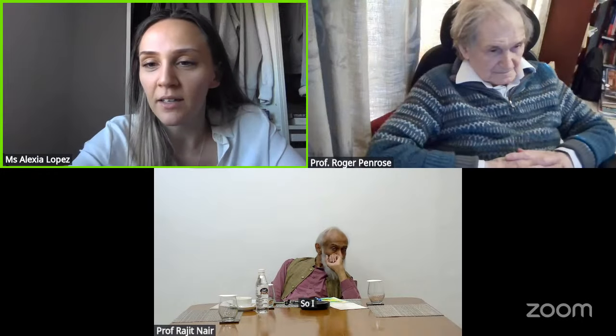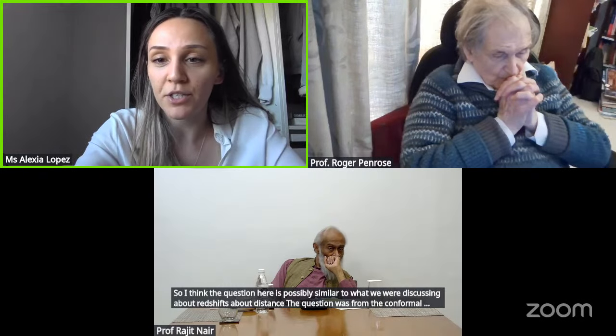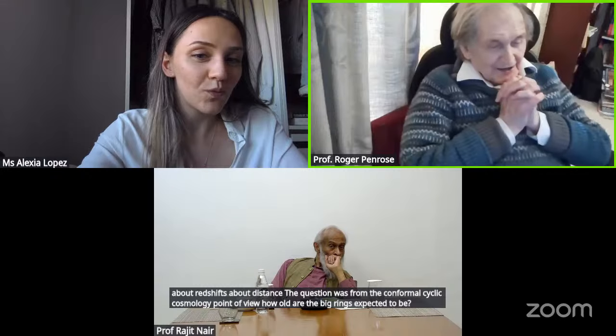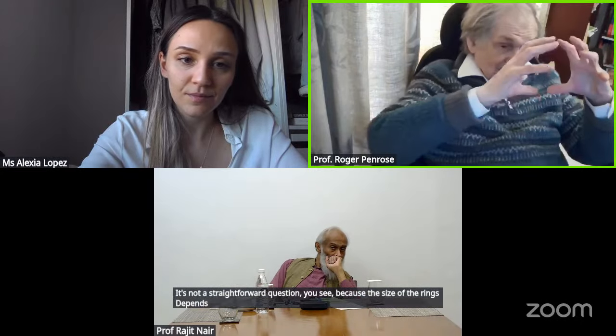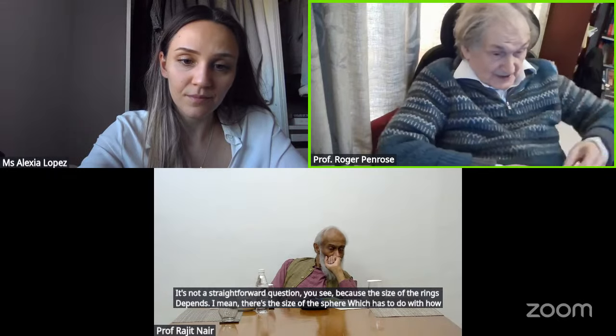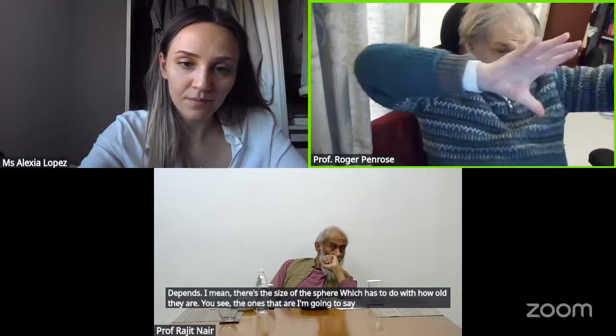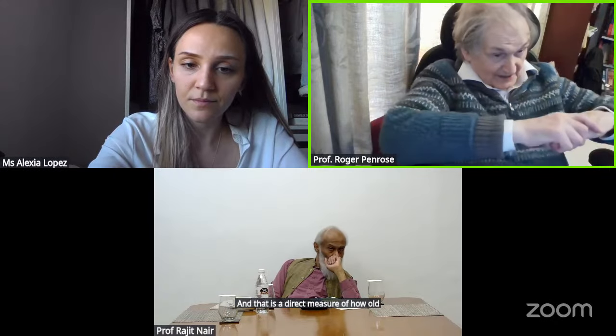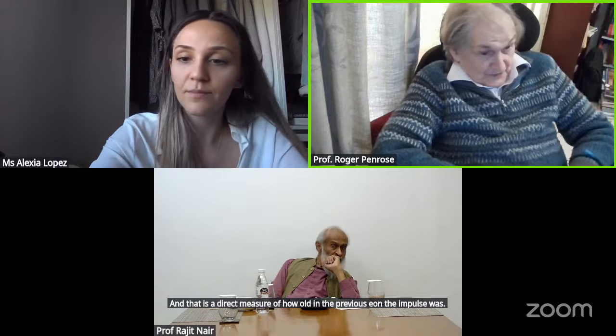So I think the question here is possibly similar to what we were discussing about redshifts, about distance. The question was, from the conformal cyclic cosmology point of view, how old are the big rings expected to be? It's not a straightforward question, you see, because the size of the rings depends. There's the size of the sphere, which has to do with how old they are. In the last scattering threefold, we have a sphere, and that sphere could be bigger or smaller, and that is a direct measure of how old in the previous eon the impulse was. So the gravitational collision of the black holes, whatever it was.